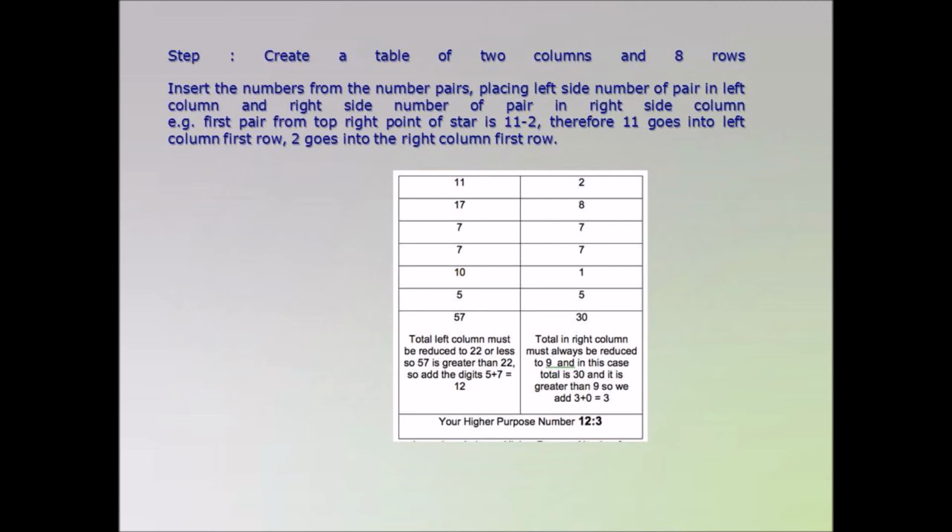When you've done that, you'll be totaling the left-hand column numbers, and you'll be totaling the right-hand. In this example, the left-hand total is 57. 57 is greater than 22, so therefore we must reduce it. And how do we do that? By adding the digits in the number. 5 plus 7 is equal to 12. Move to the right-hand side. The total is 30. How do we reduce that? It's above 22. Just simply add 3 plus 0 is 3. That gives you 3 as the right-hand number in this pair. And what you've revealed is that the higher purpose vibration or number for Michael Joseph Jackson is 12.3.